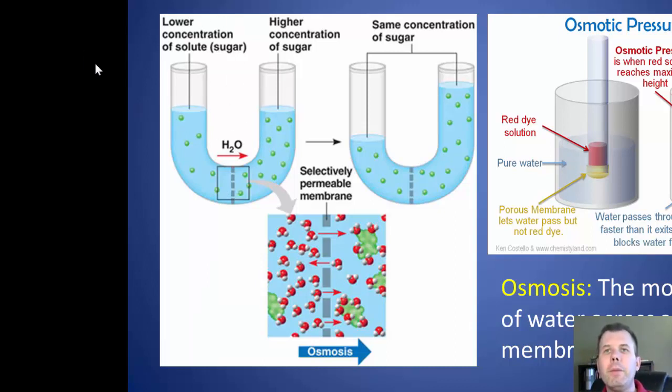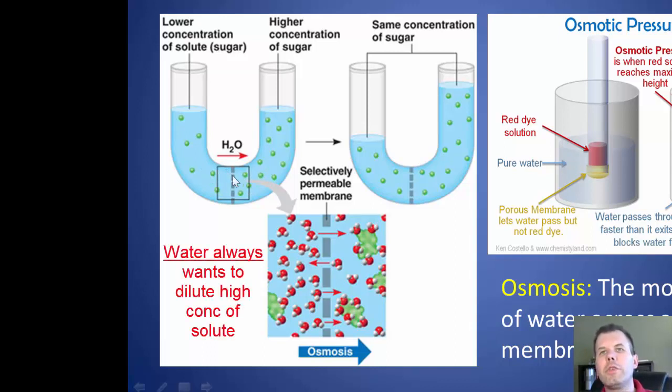Okay, and so that membrane allows water to pass through, but it doesn't allow the sugar. The sugar is too big to get through. So in this situation, the concentration of sugar can't go to the lower concentration. It can't diffuse across that membrane. So what happens instead is water comes in to dilute. And so water is always going to try and dilute the higher concentration.